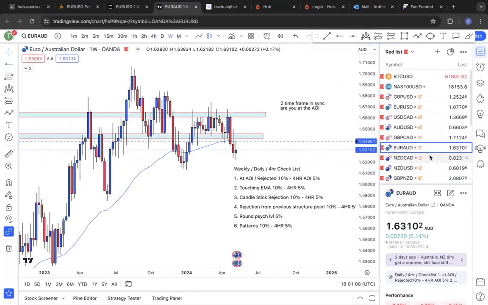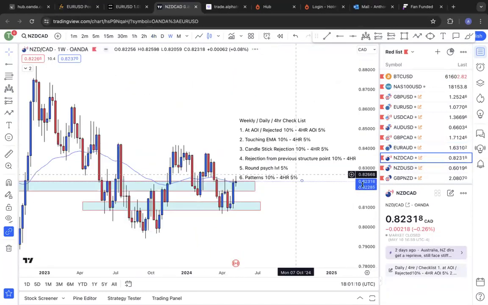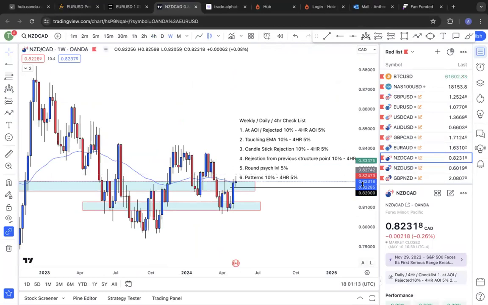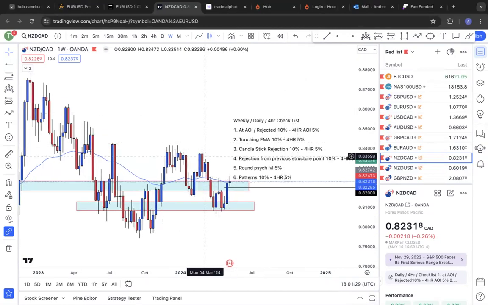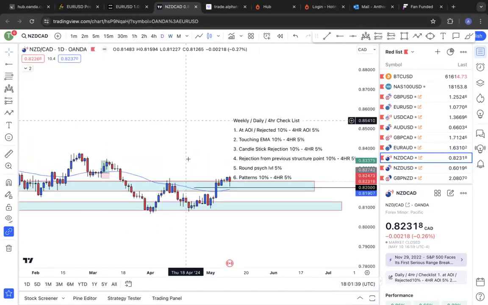Right, we already looked at this one. NZD CAD. All right. This one is kind of a mess. We're waiting to see a break and retest. We have a bullish weekly. High, high, high, low. Oh, bearish weekly. Daily is also bearish.